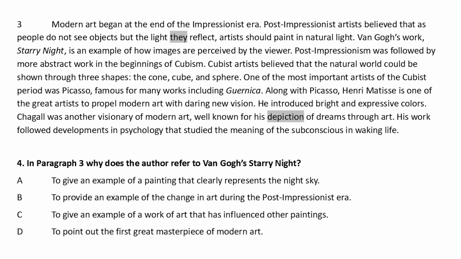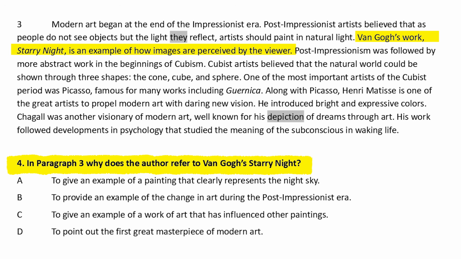We'll continue with question 4. In paragraph 3, why does the author refer to Van Gogh's Starry Night? First, let's understand the main idea of the paragraph. It's all about how modern art evolved, starting with Post-Impressionism and moving into Cubism. The paragraph explains that Post-Impressionist artists believed we don't actually see objects directly, but rather the light they reflect. That change in thinking led artists to paint in a way that reflected perception and feeling, not just physical reality. Then the paragraph gives an example, Van Gogh's Starry Night.